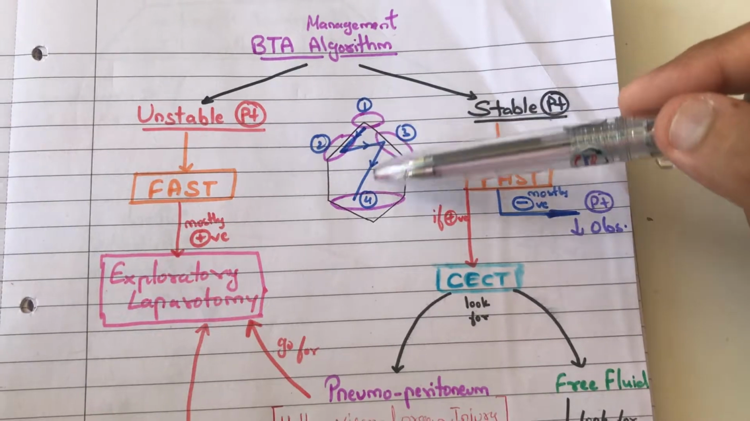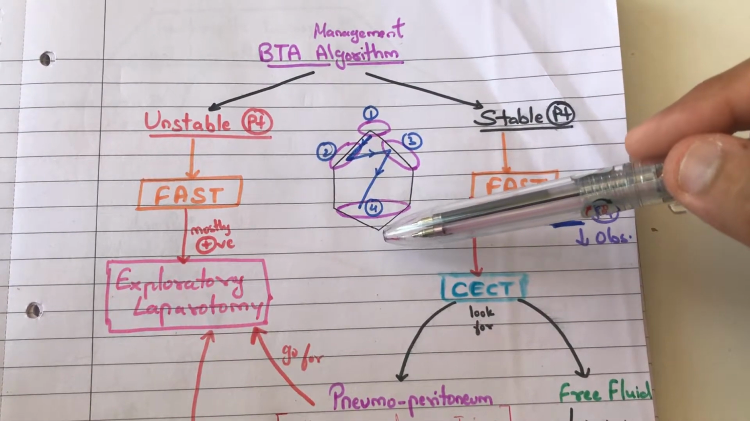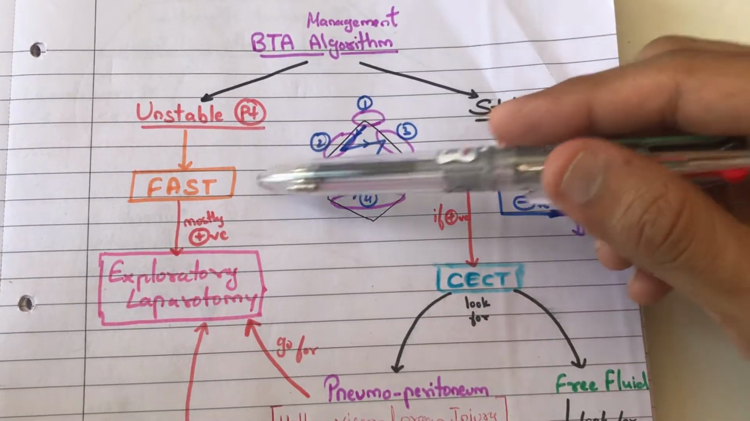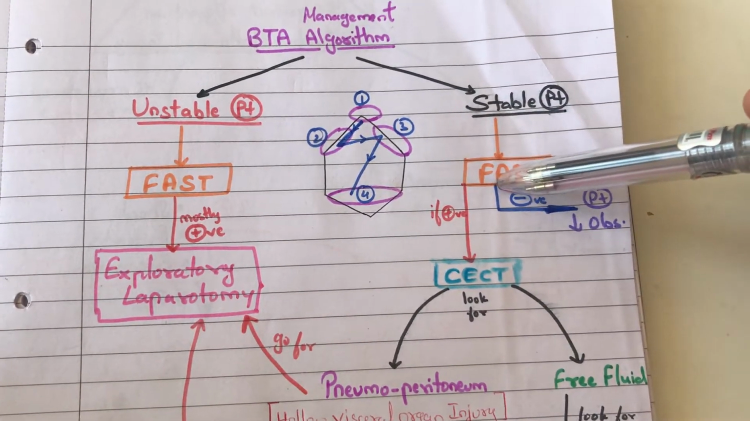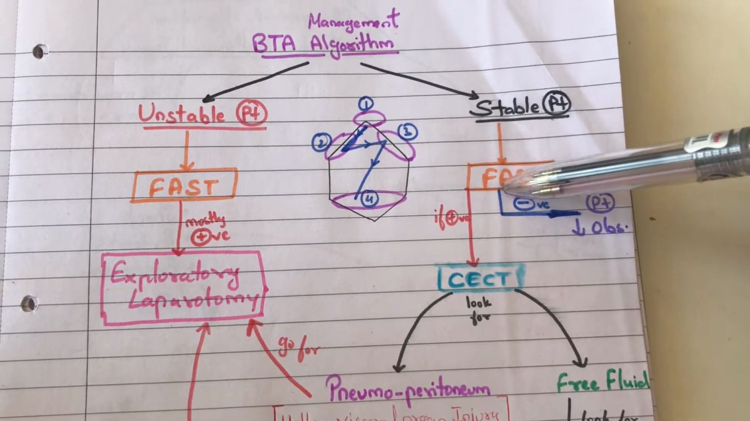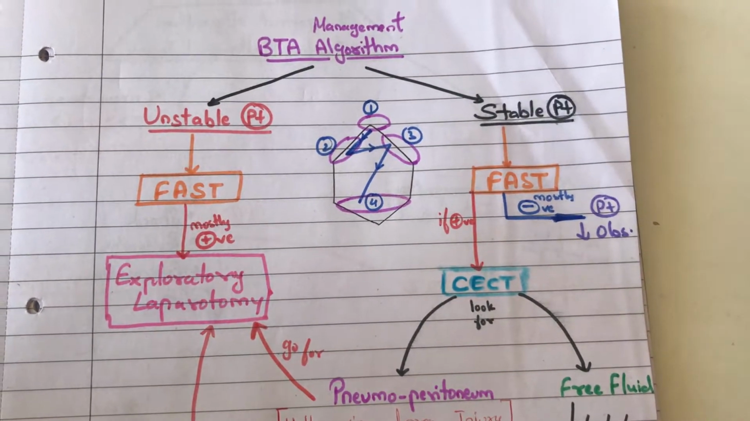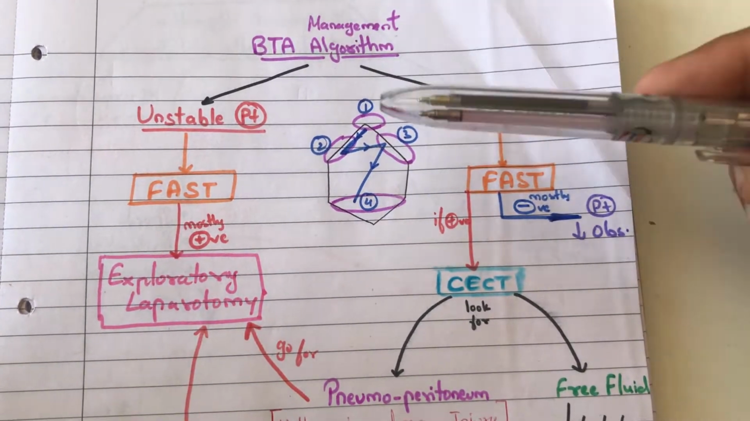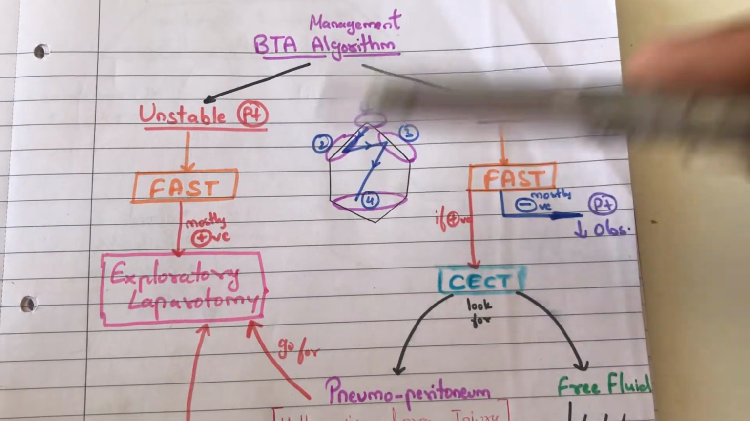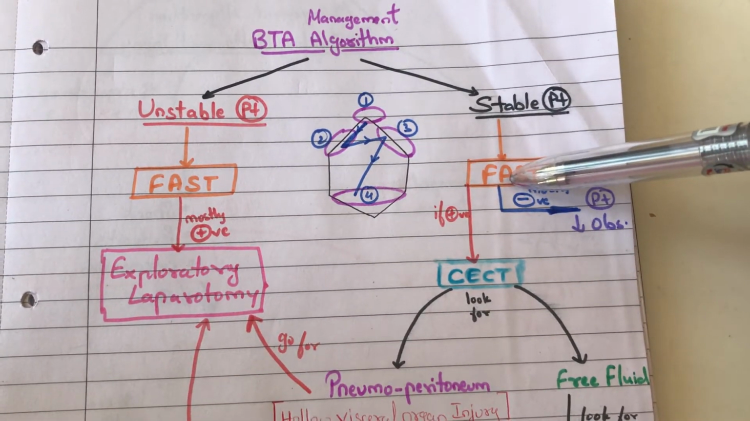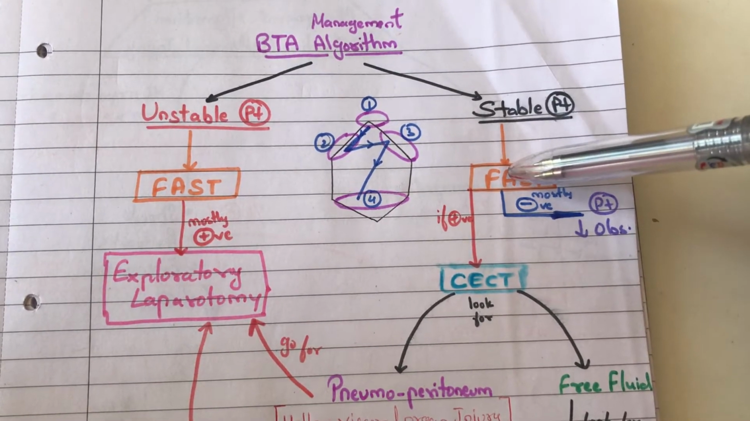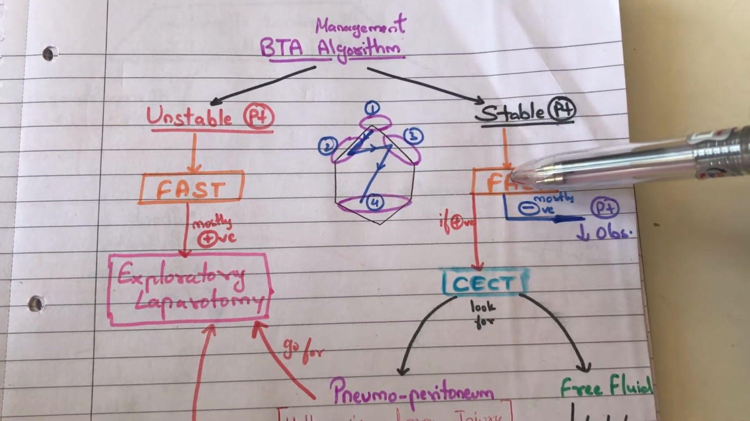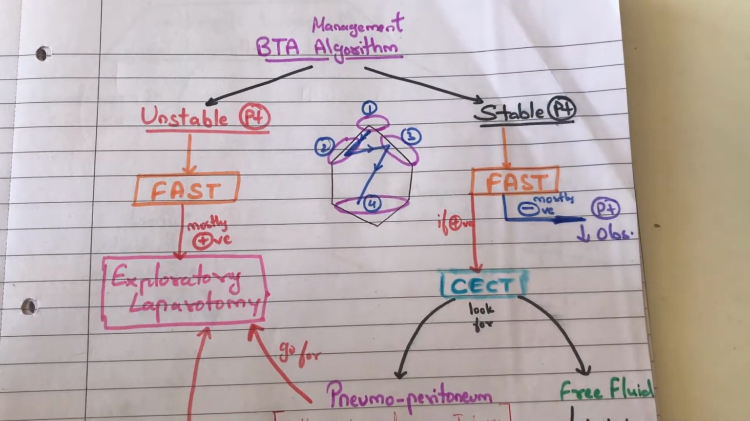Because all these spots are the most dependent areas, FAST is usually done during the primary survey, and it is used as an adjunct along with other radiological investigations like X-ray. In case of abdominal injury, FAST is very effective. Just in case FAST is not available in the facility, then you might have to go for a DPL, a diagnostic peritoneal lavage. We'll talk about that later.